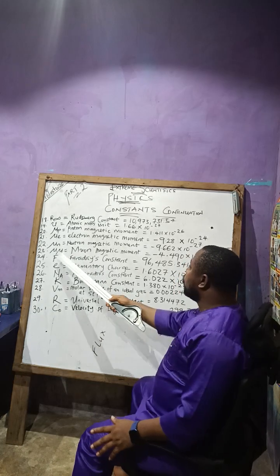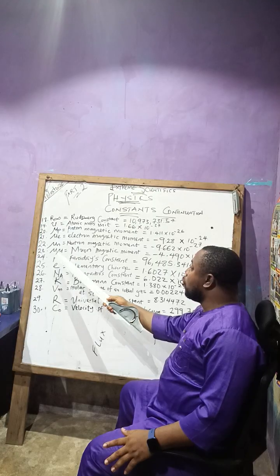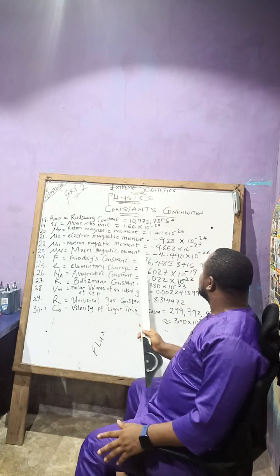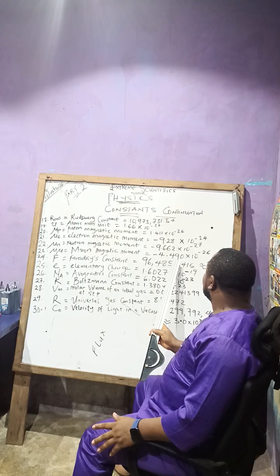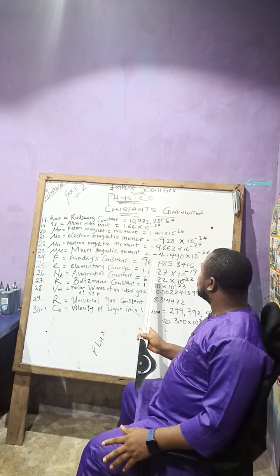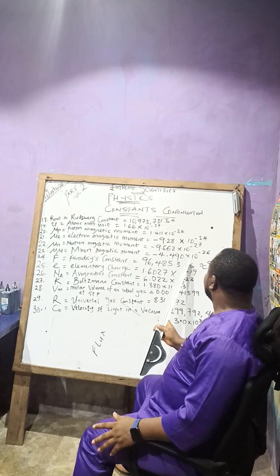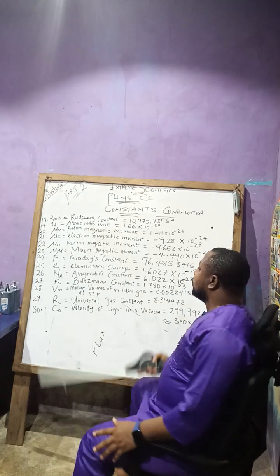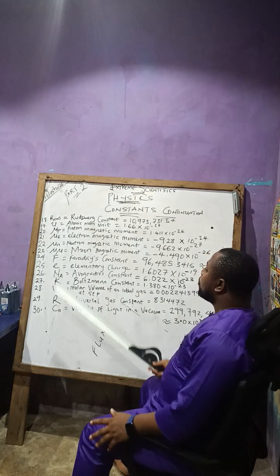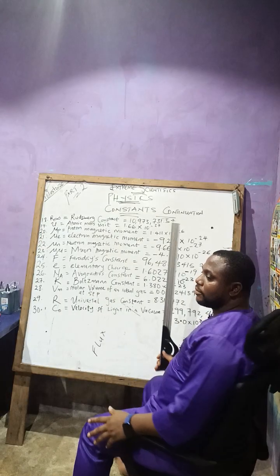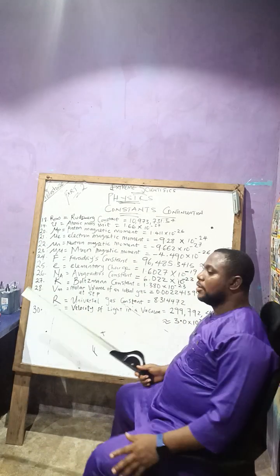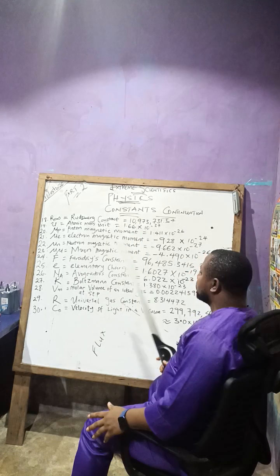So muon magnetic moment: minus 4.490 times 10 to the power minus 26. Good. Number 24. We have uppercase F, or capital letter F.